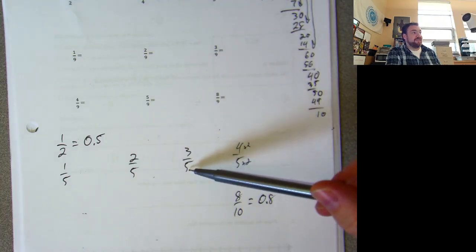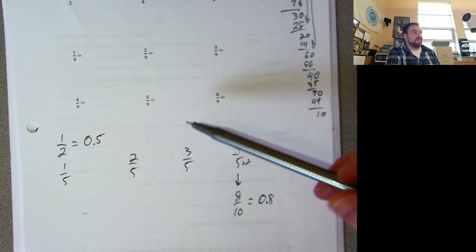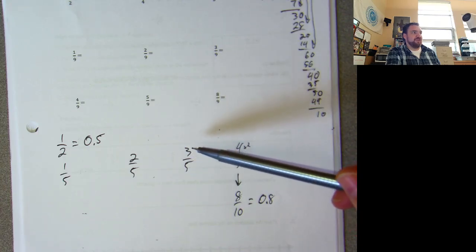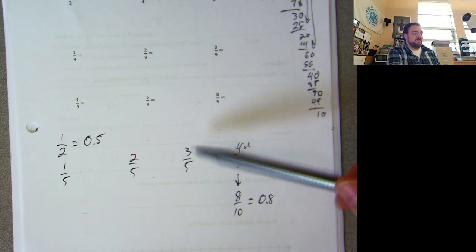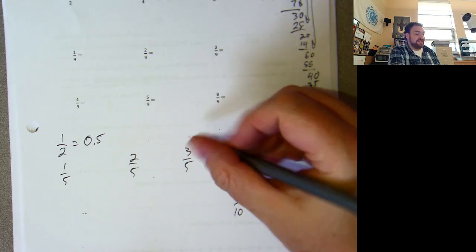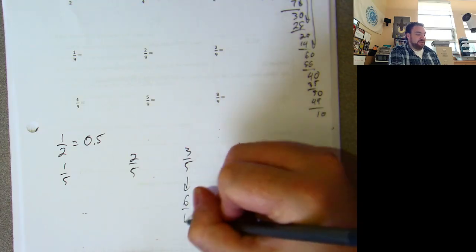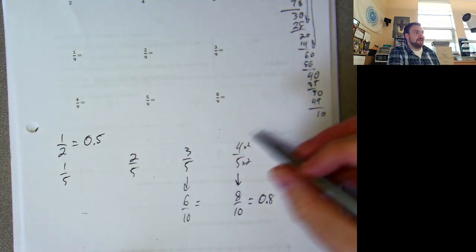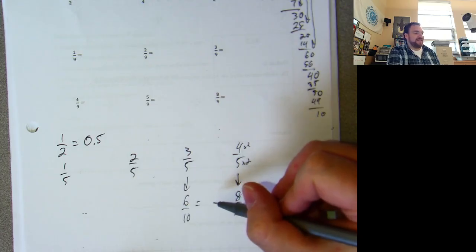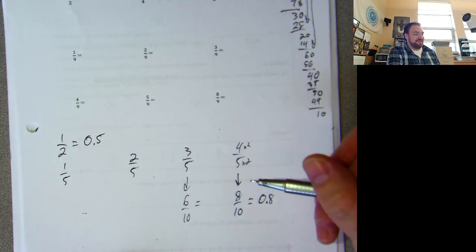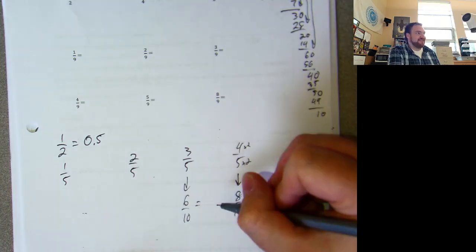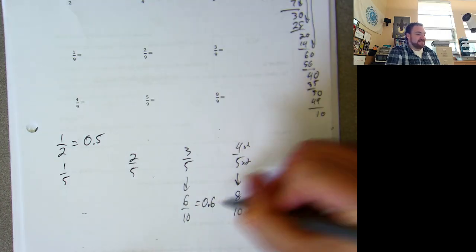3/5. Yuvraj and Mading, stop talking. You can do it, Guntas. I believe in you. Yes, it's going to become 6/10, which is... We don't want to go back to the fraction. I want a decimal value. 3/5 is 6/10, 0.6.